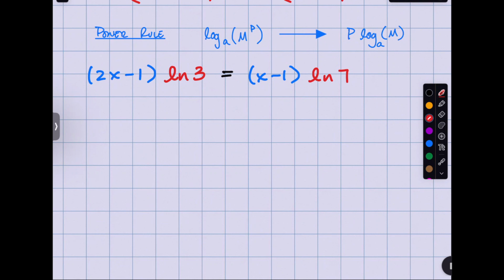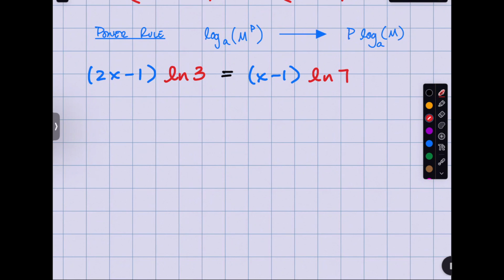Can you type in ln of 3 for me? ln's over there. Enter. It's 1 point something, right? Is that just a number? Yes. Okay. Do ln of 7. Is that just a number as well? Yes. So you're saying that ln of 3 is just a number. ln of 7 is just a number. Agreed?